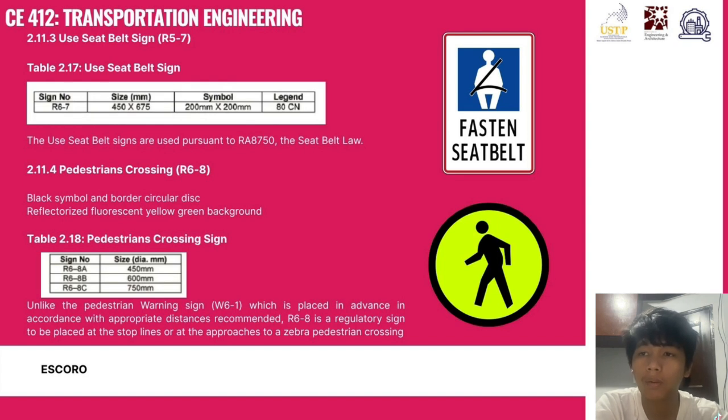Next is 2.11.4, the pedestrians crossing sign. This sign has the black symbol and border, circular disc and reflectorized fluorescent yellow-green background. You can also see here the table 2.18, the sign number and the size of the diameter in mm. Unlike the pedestrian warning sign, which is placed in advance in accordance with appropriate distance recommended, R68 is a regulatory sign to be placed at the stop lines or at the approaches to a zebra pedestrian crossing.